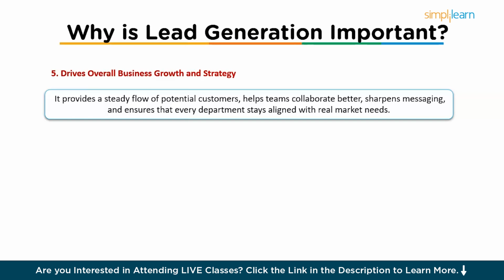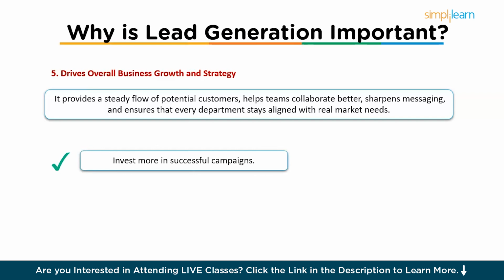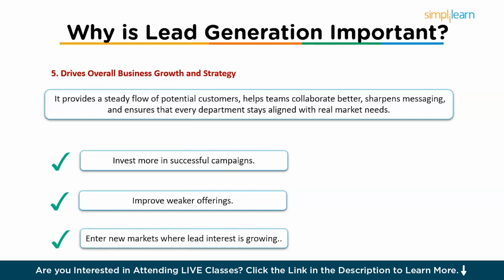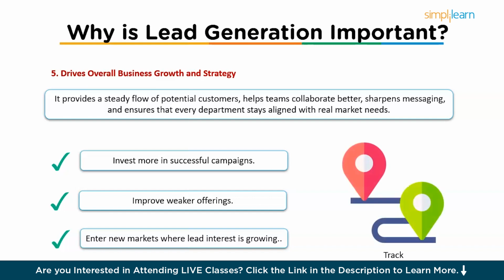For example, the first one: invest more in the successful campaigns. Then we can improve the weaker offerings. And then we can enter new markets where lead interest is growing. So tracking is so important. Let's now move on to the next chapter, where we will see the power of AI in lead generation.